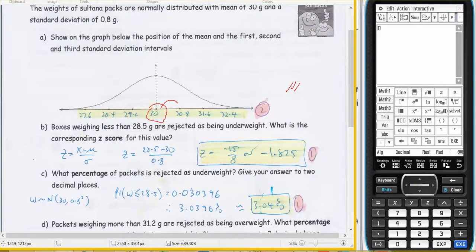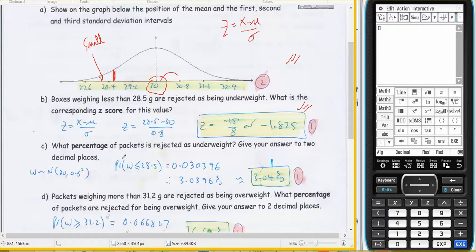Part B, boxes weighing less than 28.5, so around about there, are deemed to be small because they're underweight, they're rejected. What is our corresponding Z score for this value? Well, I know that Z equals X minus mu over standard deviation, therefore it's going to be 28.5 minus 30 over 0.8, or on the calculator, negative 1.825.